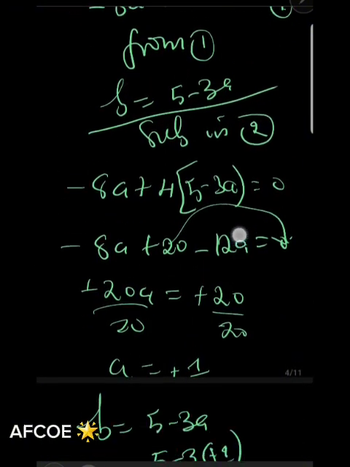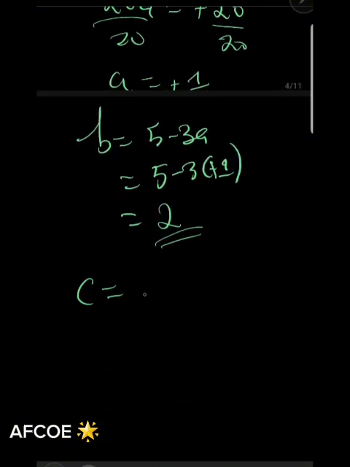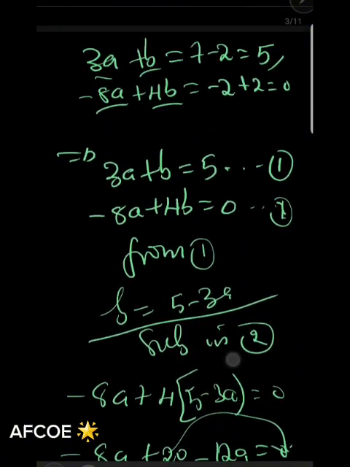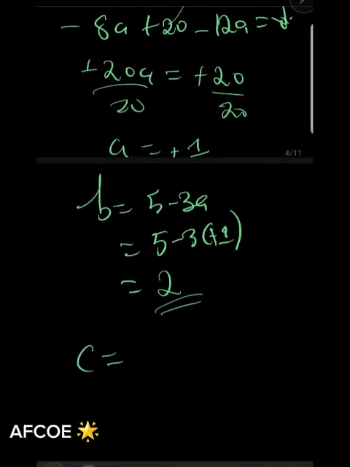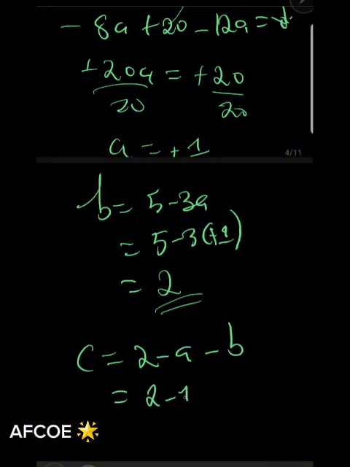I said that c was equal to 2 minus a minus b, isn't it? So I got my c to be equal to 2 minus a minus b. Now it will be 2 minus 1 minus 2. And I simply get 2 minus 2 is 0. I get c to be negative 1.